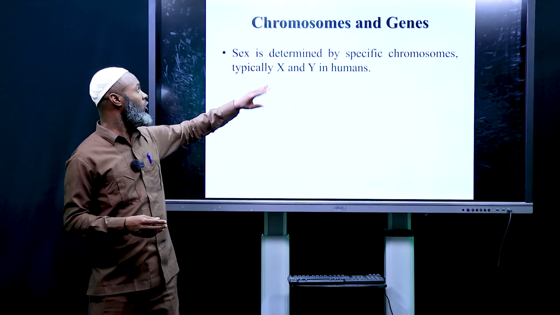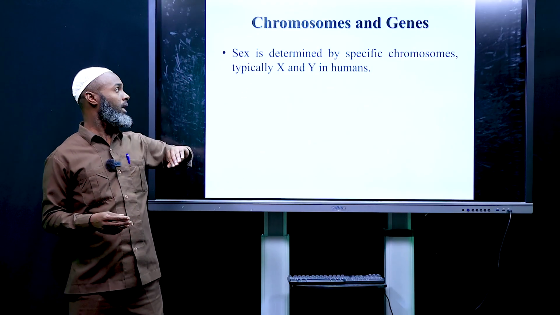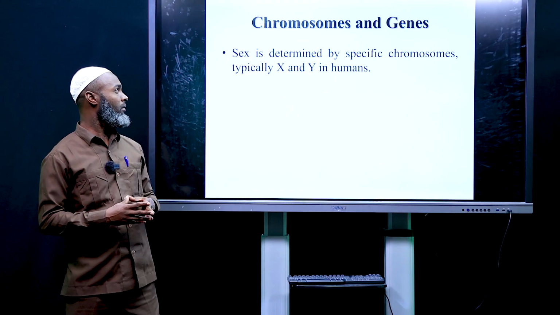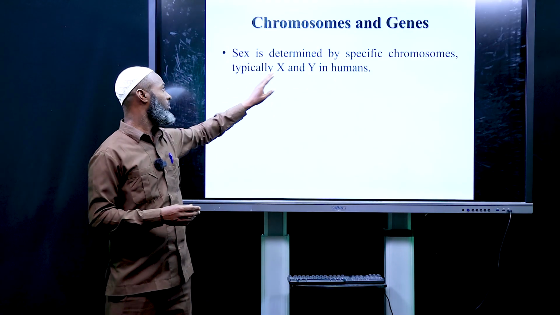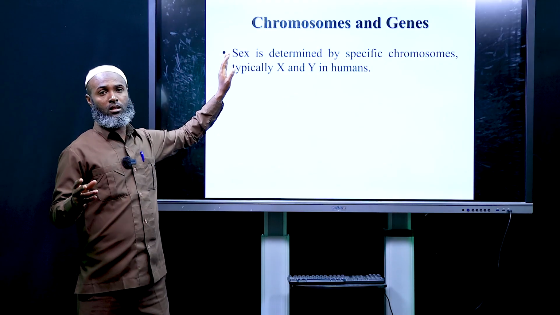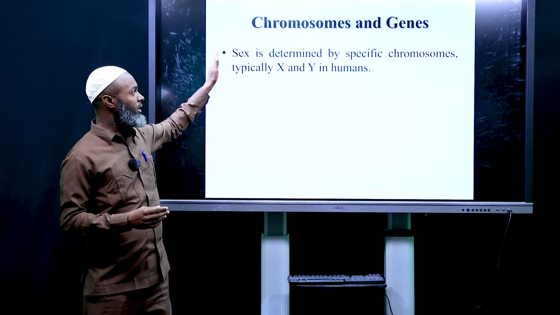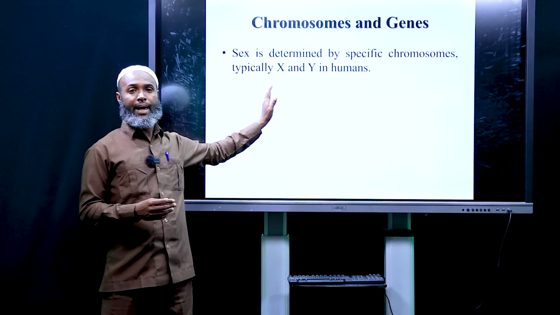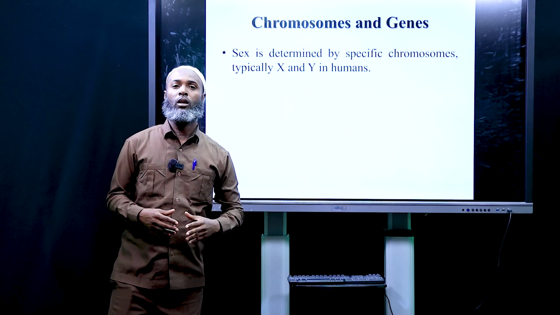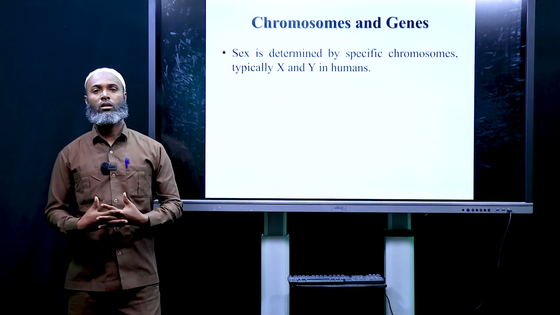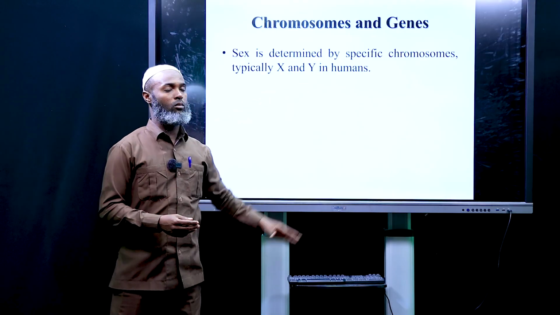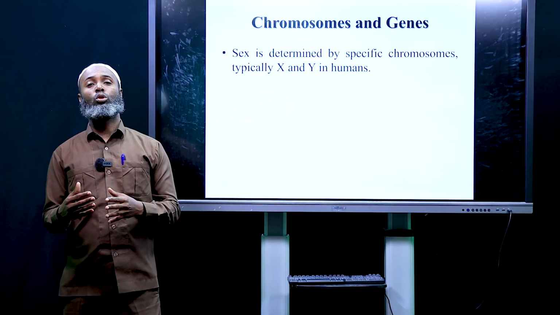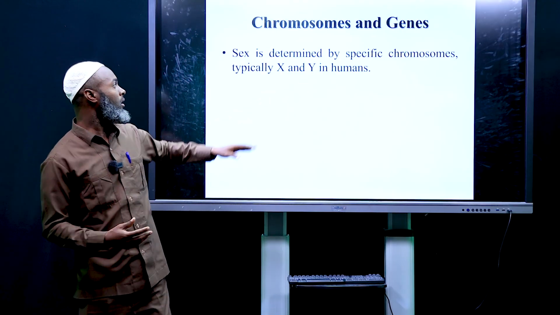Let's see chromosomes and genes related to sex determination. Sex is determined by specific chromosomes, and these sex-determining chromosomes are the X chromosome and the Y chromosome. For example, let's take humans as an example. X chromosome and Y chromosome are the two chromosomes that determine sex.